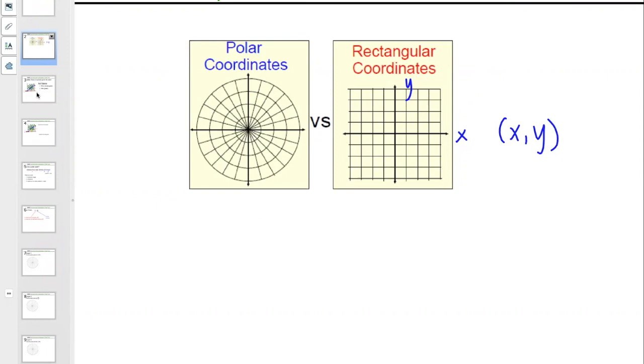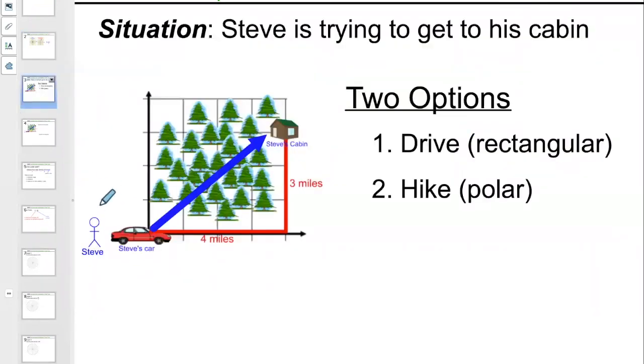We'll look at how you plot points on there. Let's take a look at the case of Steve, who is trying to get to his cabin. His cabin's up here, he's down here. He's got two options: driving to his cabin on the roads, or hiking to his cabin. The driving is going to represent our rectangular coordinate movement, and his hiking through the woods right here is going to represent a polar coordinate. We're going to talk about how to describe this path straight to Steve's cabin using polar points.